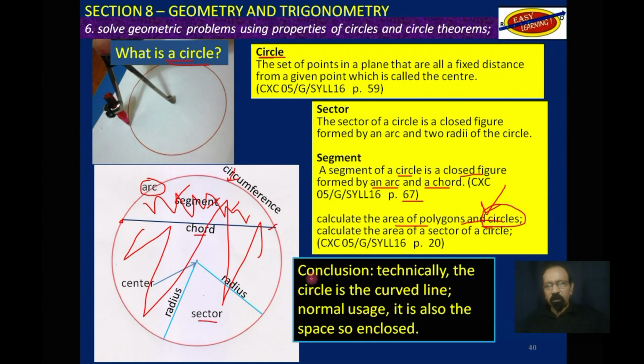So what is our conclusion? Technically, the circle is the curved line as defined here. We will accept that definition. However, in normal usage every day, it is also the space so enclosed. So when you hear about a circle, it may mean the red line, or it may mean the space in between here, depending on the context.